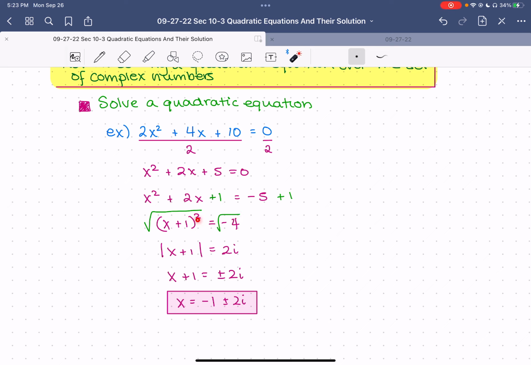And remember, the square root of something squared with a variable is always the absolute value. And I'm taking the square root of a negative, but we know how to do that. It's automatically going to have i in the answer. And the square root of 4 is 2. Then I can remove the absolute value by putting plus or minus, and then finally get the x by itself by subtracting 1. Yay! So that's all we mean by that.